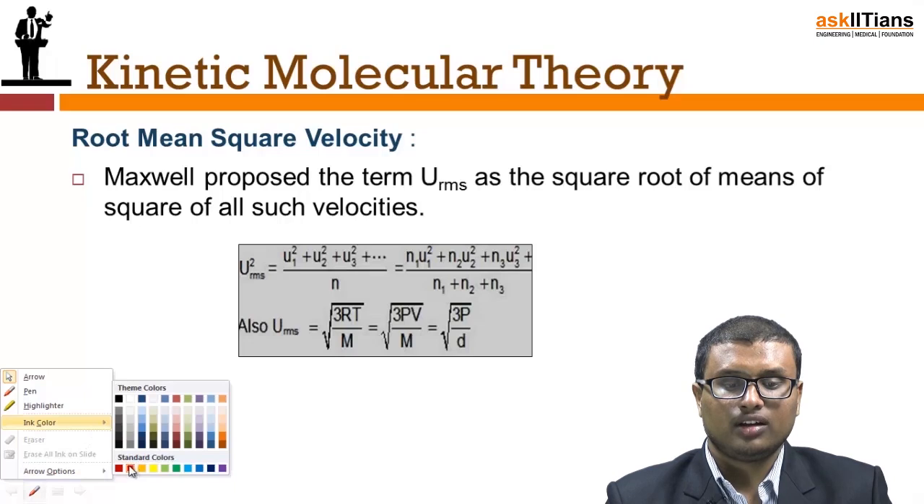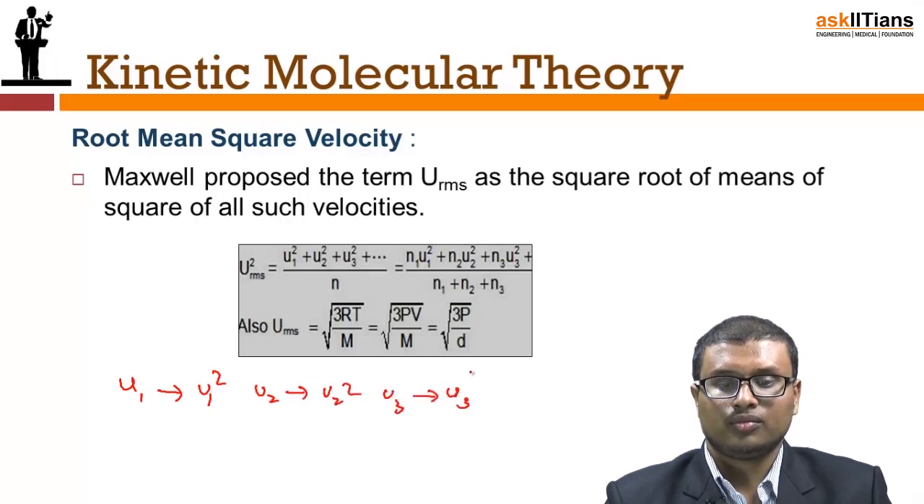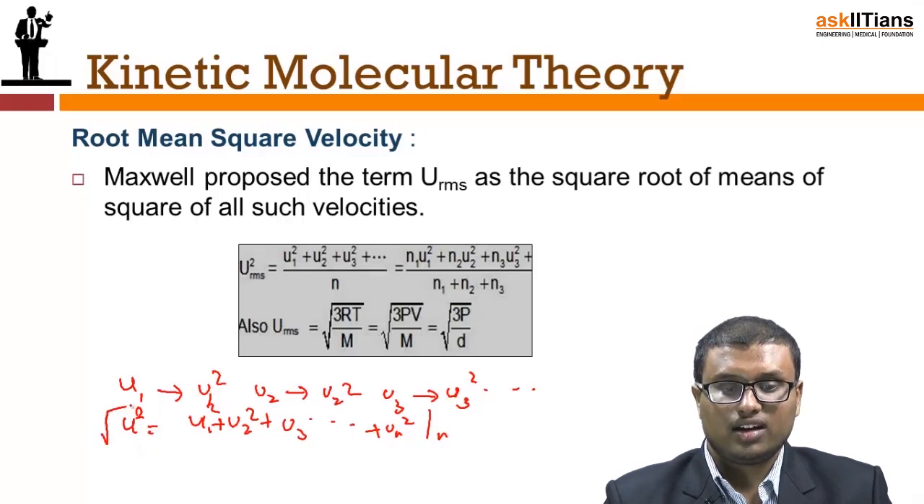It means that every gas molecule, if it has a certain velocity u1, I can square it, right? u1 square, u2 square, u3 square. So if I take the average of these, u1 square plus u2 square plus u3 square and so on to un square, divided by n, I will get a velocity square. And if I take the square root of this velocity, I will get RMS.